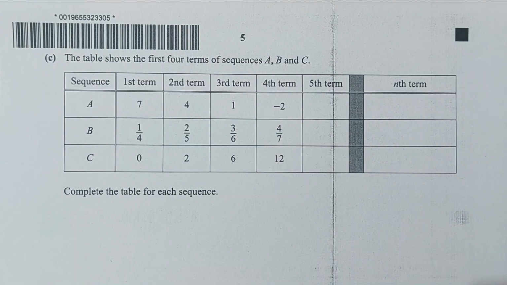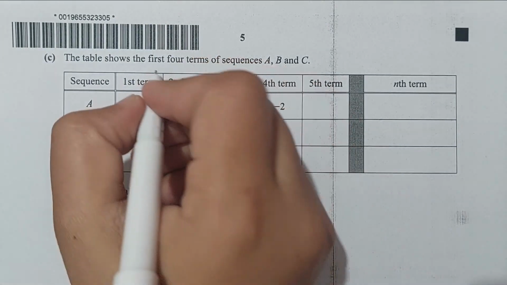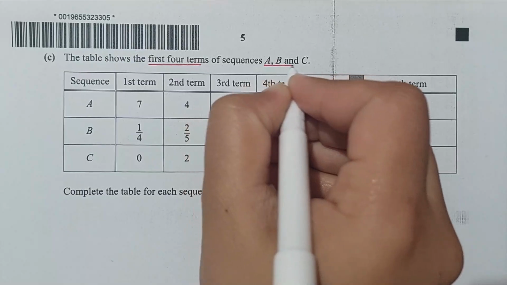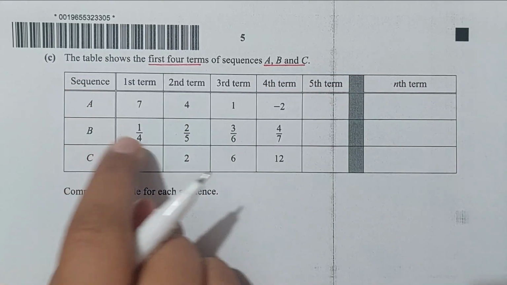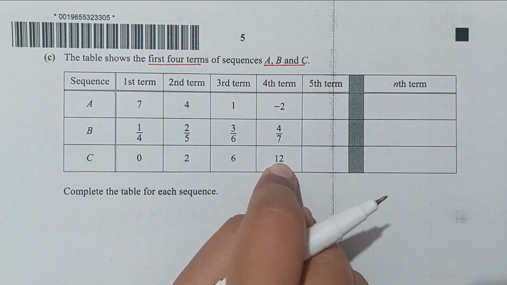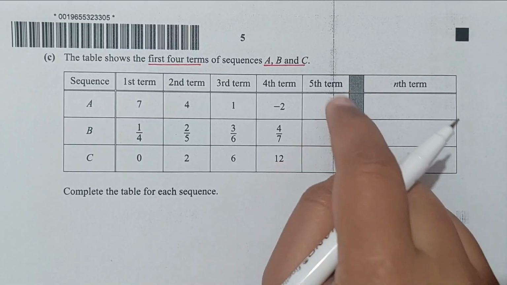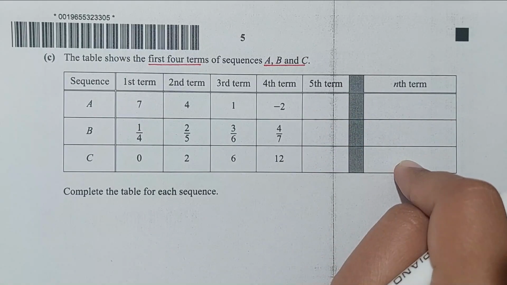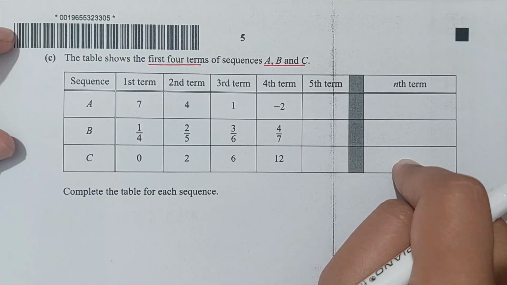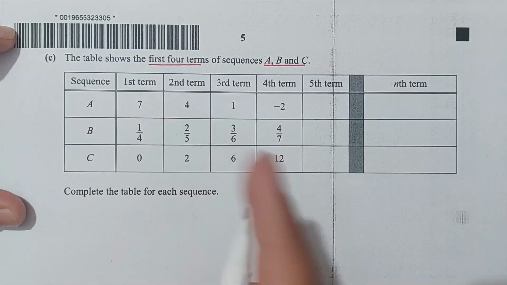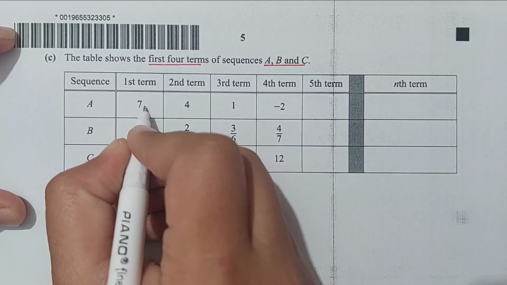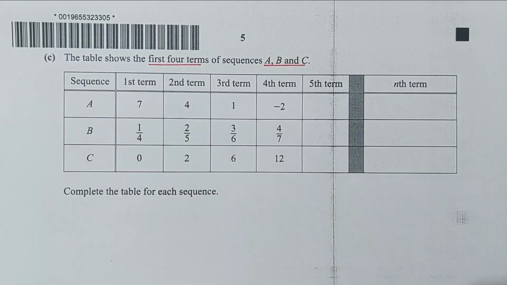Now for part C, the table shows the first 4 terms of sequences A, B, and C: first term, second term, third term, and fourth term, right? Complete the table for each sequence. Find the fifth term and find the nth term. All right. Now, let's find out the common difference. What is the common difference? What do we add to get the next term?